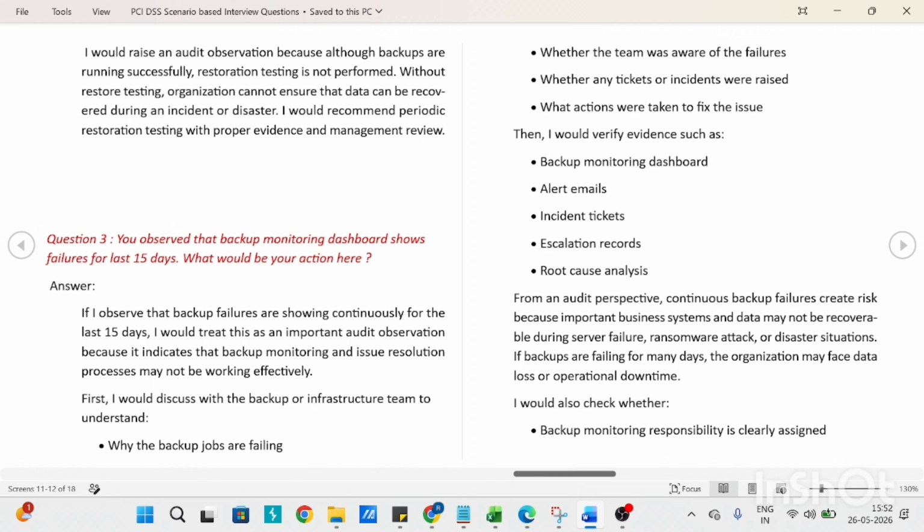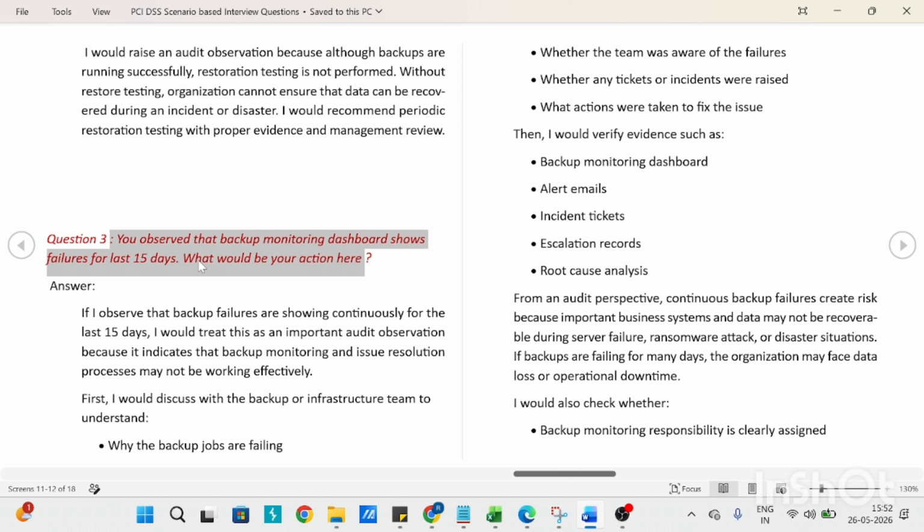So, backup happening does not guarantee that restoration would be successful. So, both have different controls. Backup is necessary to be successful, and the restoration part also has to be successful. So, there are two different controls. Auditors should check both controls.